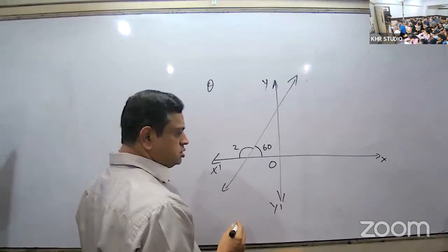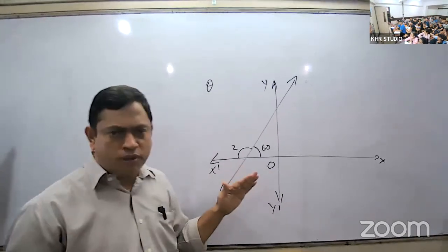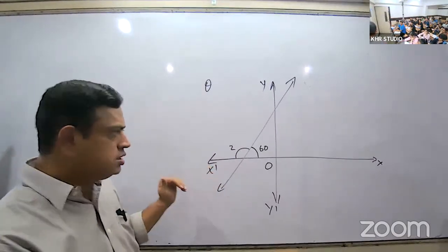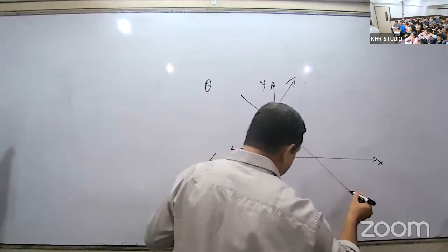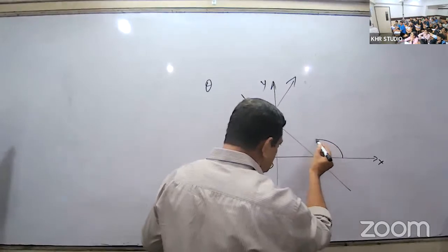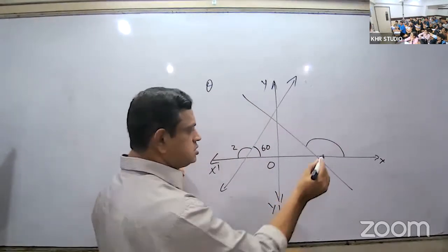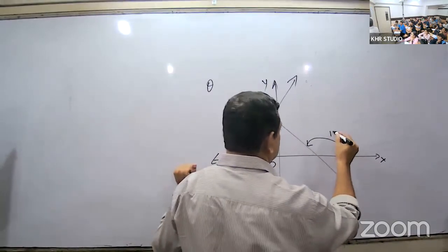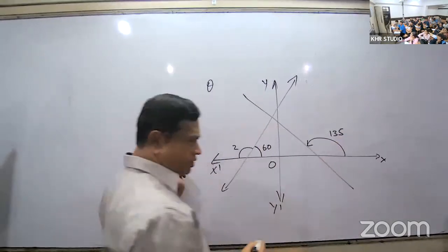So this value is coming. The angle made by the line with the positive direction of the x-axis. If the angle is coming in this form, this is the positive direction and this angle. So whatever the angle, let's say it is 135 degrees, then it is 135.